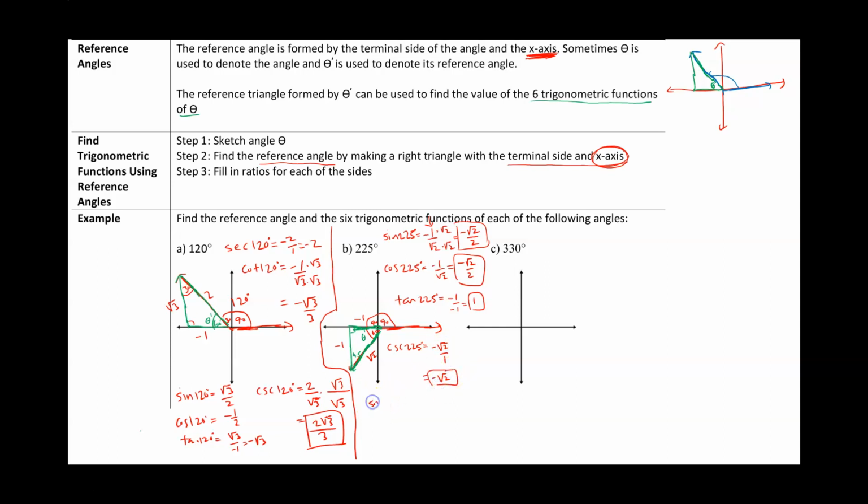All right, secant of 225. Same exact thing. If cosine is negative 1 over radical 2 and I take the reciprocal of that, that'll just give me negative radical 2. Same thing as cosecant. And then cotangent of 225 should be even easier. If tangent is 1, the reciprocal of 1 is still 1. So cotangent of 225 will equal 1. Now 330, we're going to do this one in class.